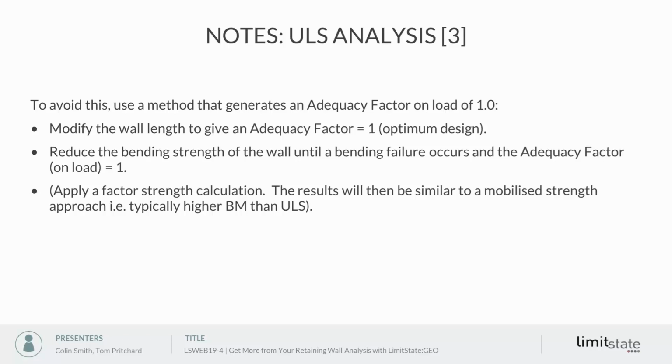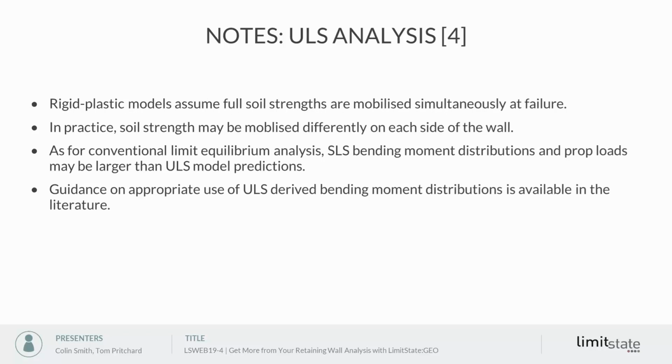which will typically give us a somewhat higher bending moment. But that's just something to bear in mind with this type of analysis. You have to keep in mind what the results and the parameters that have been produced, where they're coming from. And just one final note, because this is doing a rigid plastic analysis, we're assuming full soil strength mobilised simultaneously on both sides of the wall at failure. In practice, that might not be the case.